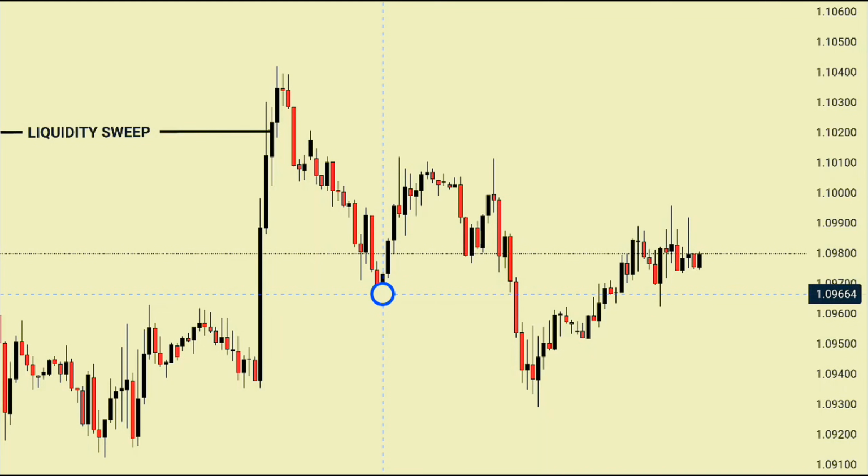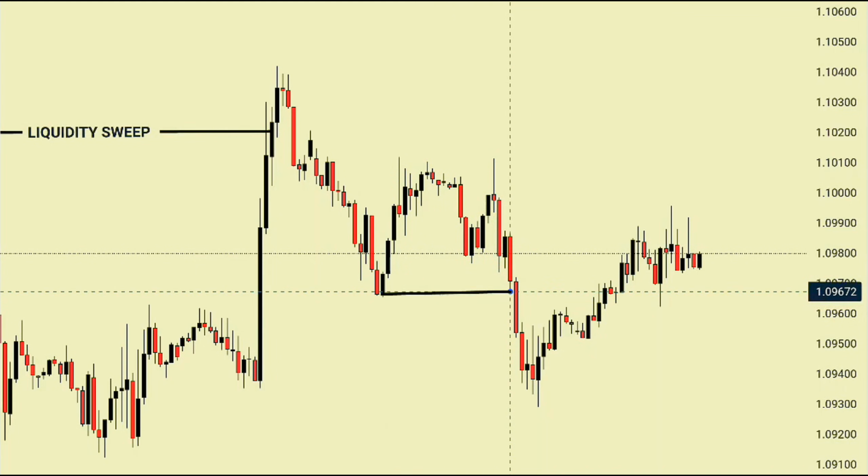Now pay attention to this part of the chart. This is where the story changes. Up to this point, price was making higher highs and higher lows on the lower time frame. Buyers were in control, and the structure was clearly bullish. But after the liquidity above the highs was taken, something important happened. Price failed to continue higher. Instead, it came back and broke the previous higher low on the lower time frame.